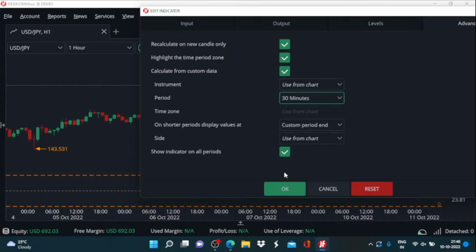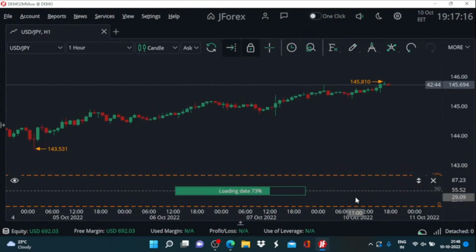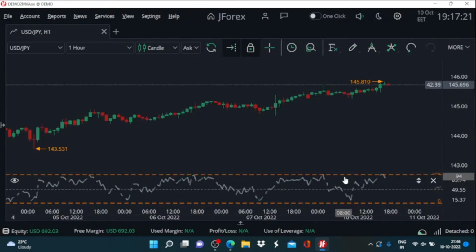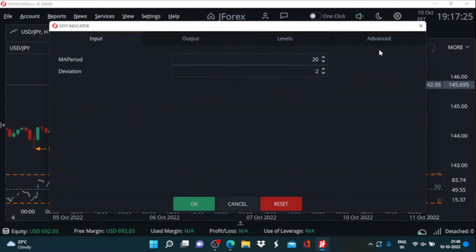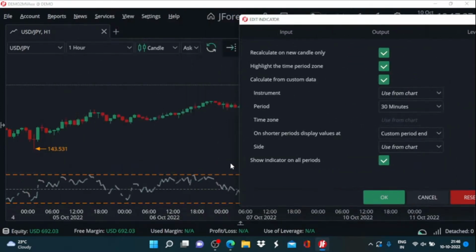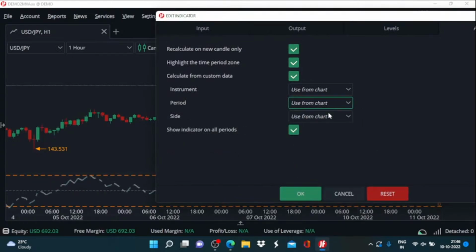Suppose if you want it to be calculated as per the 30 minutes and not for the candle period of the chart, then you have to go for these customization options and you will have this calculation period customized as per your requirement. 30 minutes in this case, even though the chart's candle period is of hourly time frame. All right. Now I am going to restore it back to use from the chart.